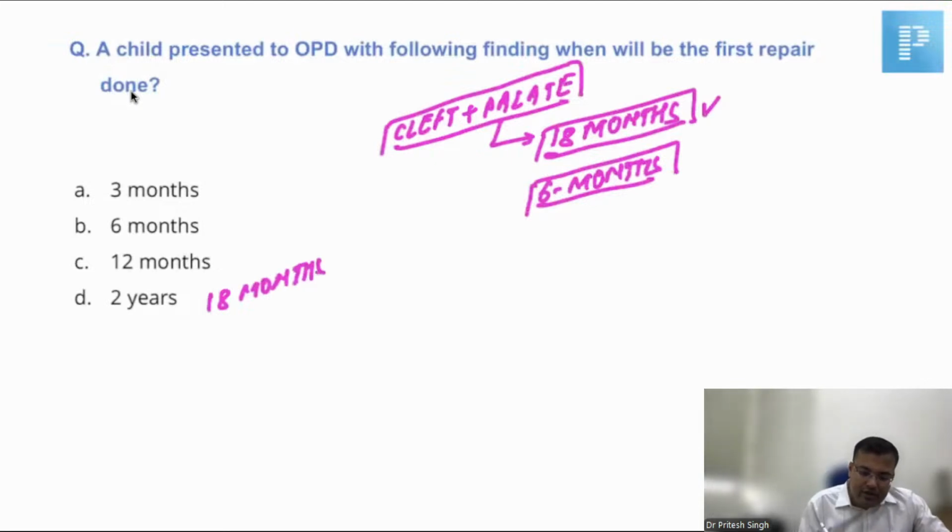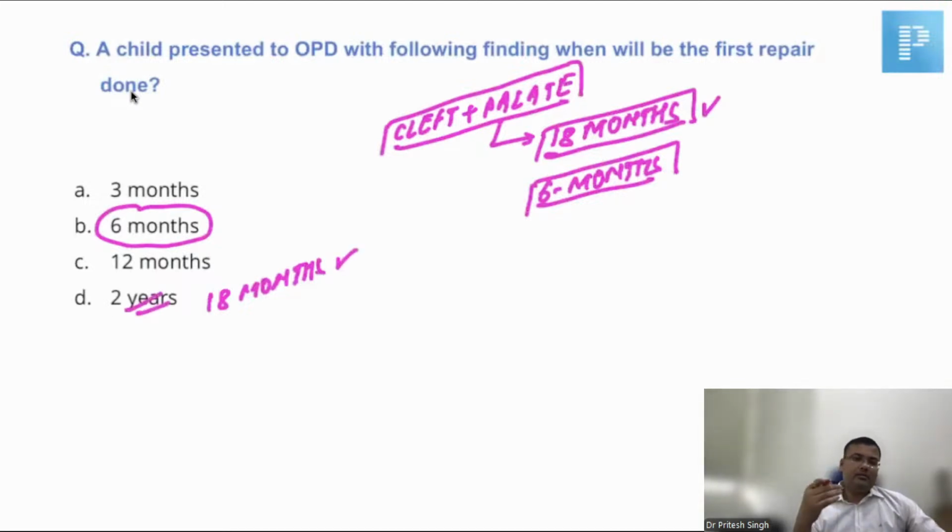See, guys, if it is soft palate only, mark 6 months. If it's hard palate, then it's 18 months. So yes, somebody is telling me that yes, sir, there was 18 months. It depends on the image. If there is cleft of hard palate, then 18 months, soft palate 6 months.